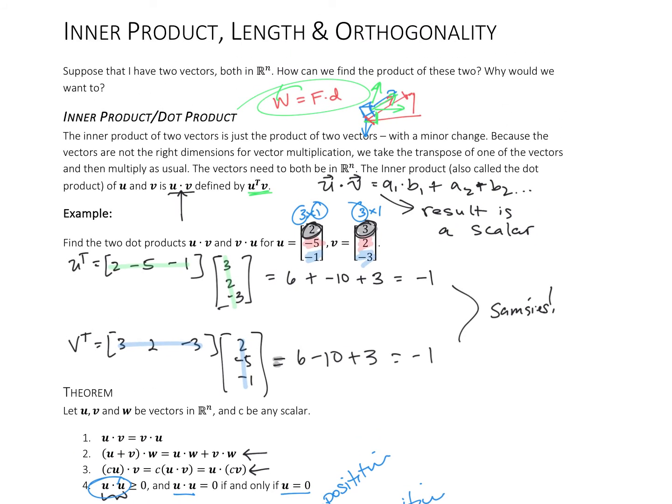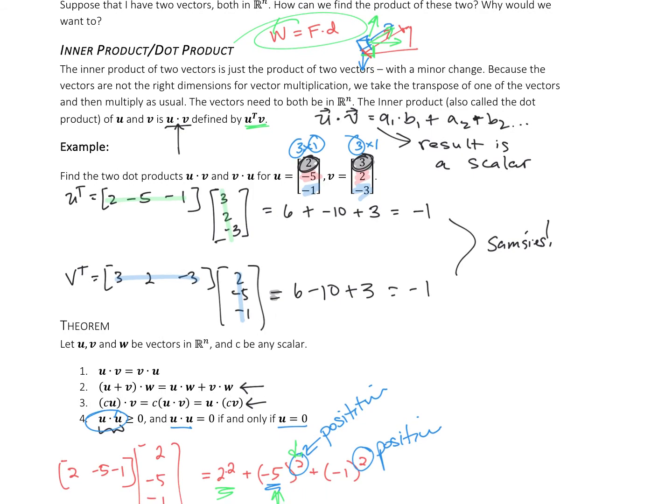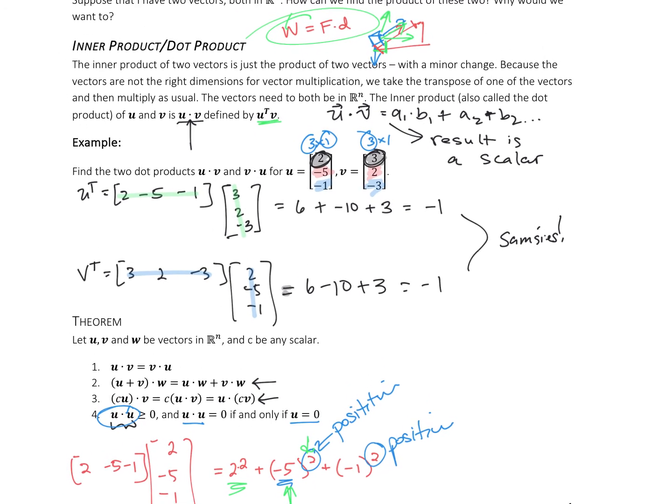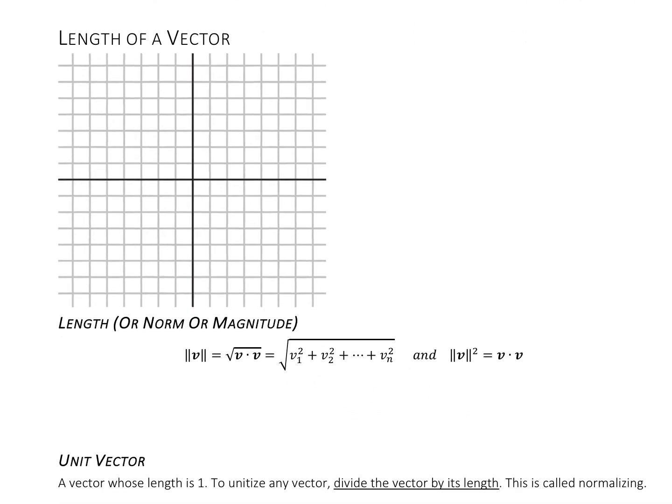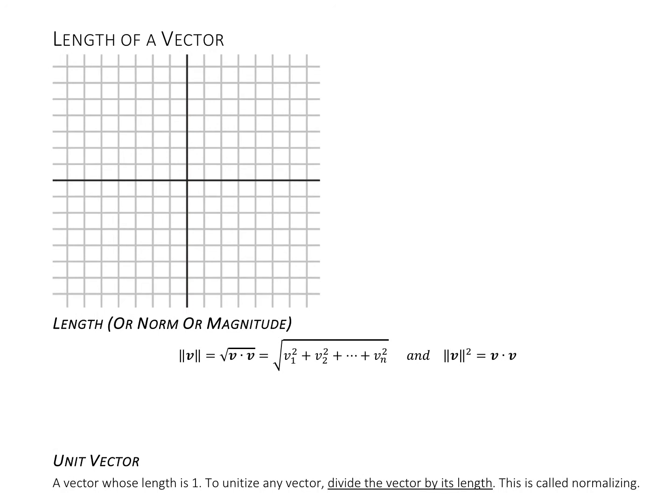It's sort of interchangeable whether it's called the inner product or the dot product. It doesn't really matter, but you'll hear dot product in other applications more often than you'll hear the inner product. So the next thing we want to talk about is the length of a vector. This also has multiple names, but the length of a vector.